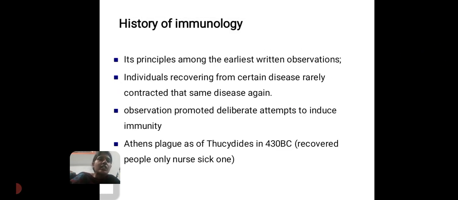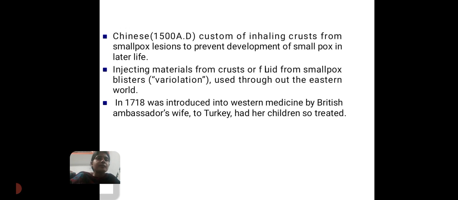Next, history of immunology. Among the earliest written observations, individuals recovering from certain diseases rarely contracted that same disease again. This observation prompted deliberate attempts to induce immunity. Thucydides, in 430 BC, said that in the plague of Athens, people who had recovered were the only ones who would nurse the sick. In Chinese custom, inhaling the crust from smallpox lesions prevented development of smallpox in later life, or injecting material from the crust or liquid from a smallpox blister.